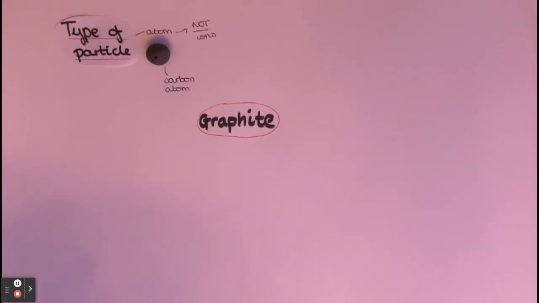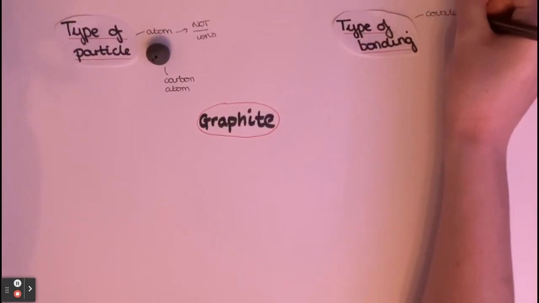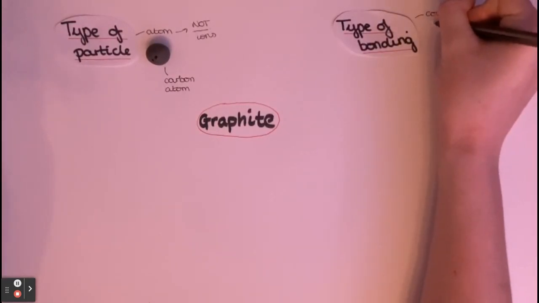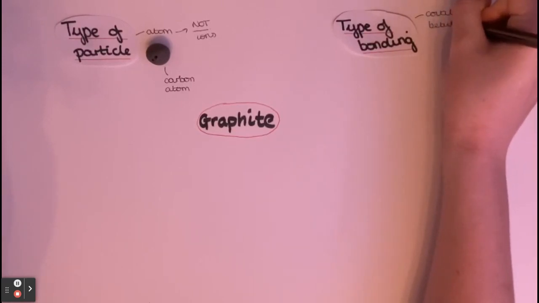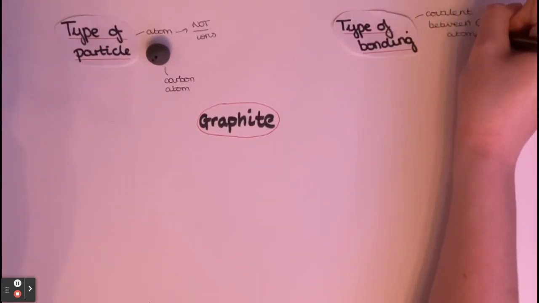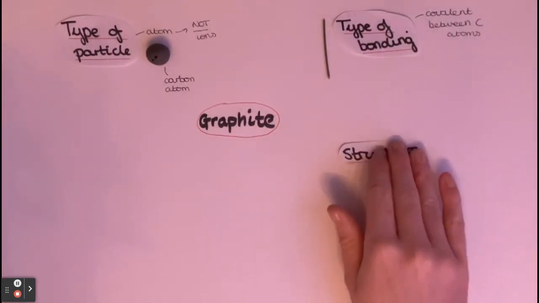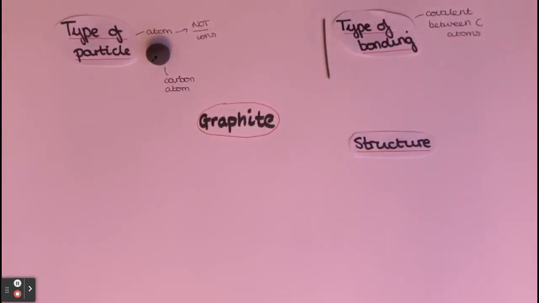Okay, the type of bonding in graphite is covalent. Each carbon atom bonds covalently to three other atoms, all carbon. But because carbon has four outer electrons, one is lost and becomes delocalized. And because every single carbon atom loses one electron, there becomes a sea of delocalized electrons that can move through the structure. That right there is a covalent bond for my model.